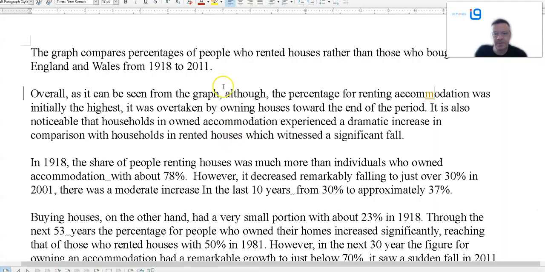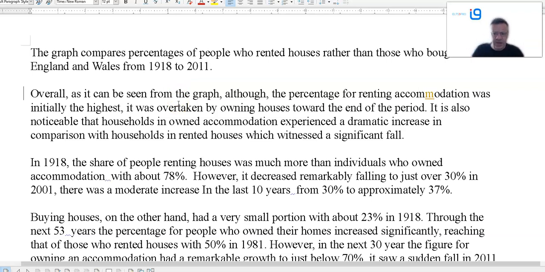Okay, so where are we? The highest was overtaken by owning houses toward the end of the period. Those houses had a dramatic increase. Well, right. So the main thing here is that one's gone up, one's gone down. Essentially, that's all that you need to actually say.